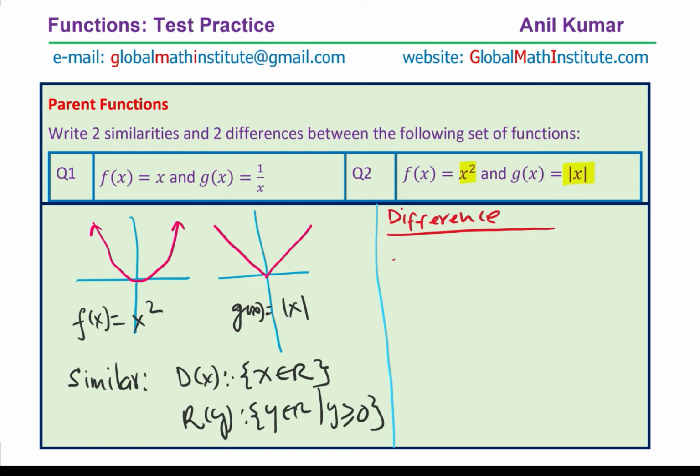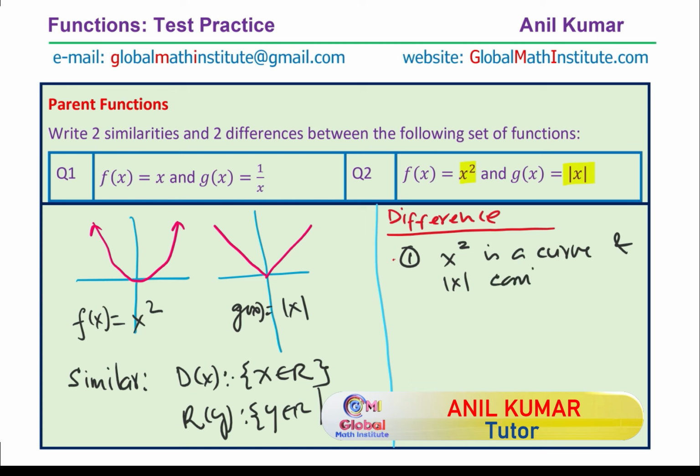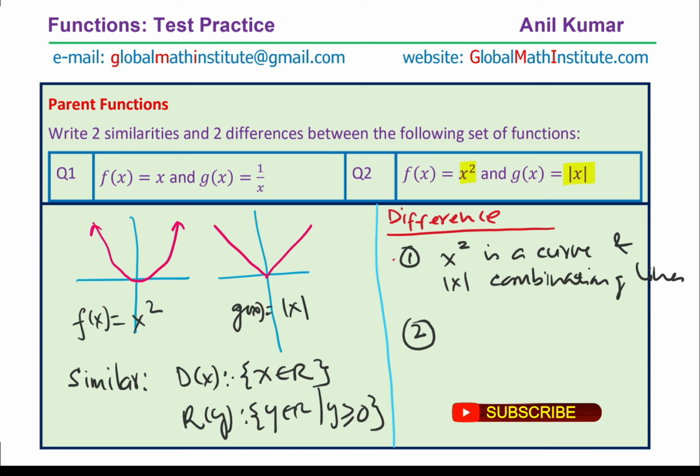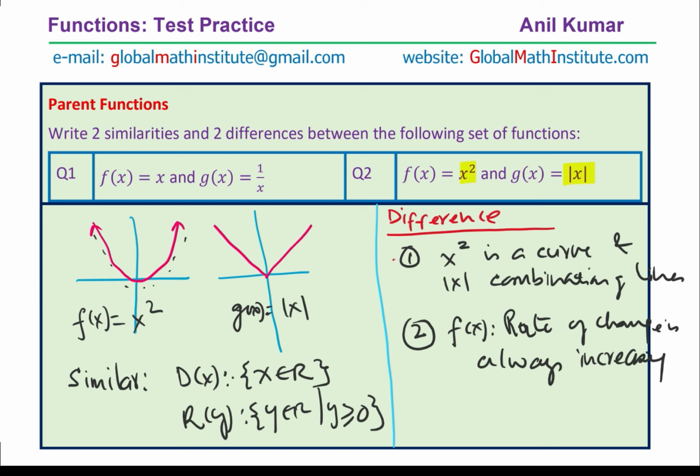So one of the differences clearly is that x squared is a curve and absolute value of x is made up of a combination of lines. Second, do you see the rate of change, or the slope, at any point? In the case of the parabola, which is f of x, the rate of change is always increasing. And in the case of g of x, which is the absolute value function, the slope on this side is minus 1 and the slope on the other side is plus 1. Do you see that? So that is how they are different.